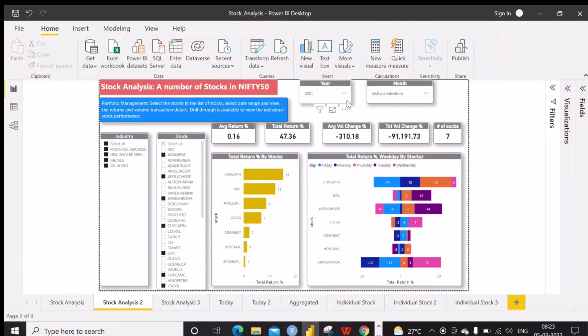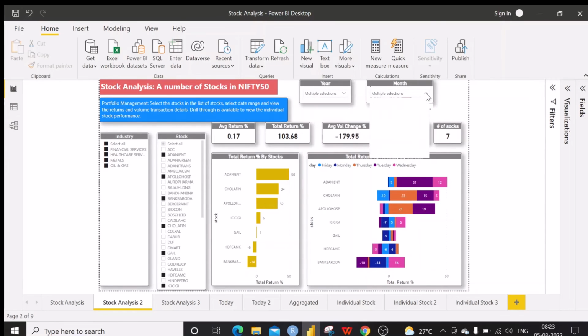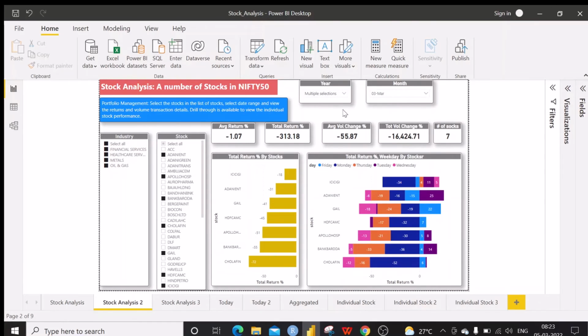When you select more than 1 year and only 1 month, then that is the month's transactions across the years. For example, you selected 2021 and 2020, and selected the March month here, then this is the result of the cumulative value of 2020 March and 2021 March. So in this way you can get different kinds of insights from this application for the data. So that is the way I have provided this one.